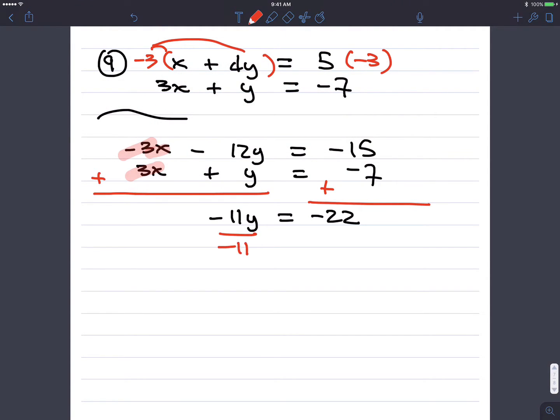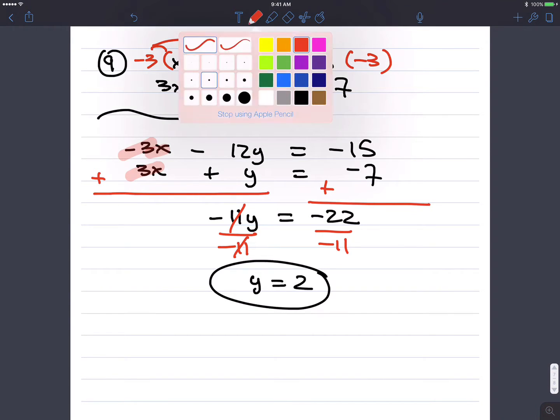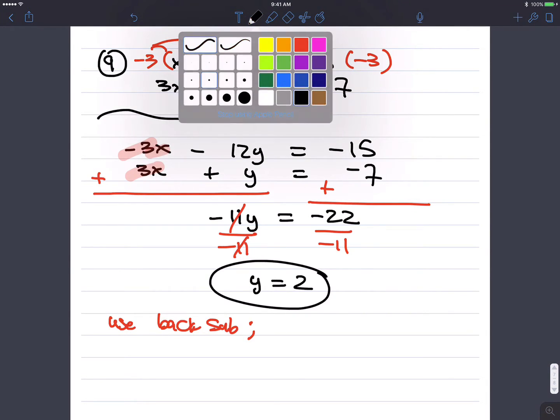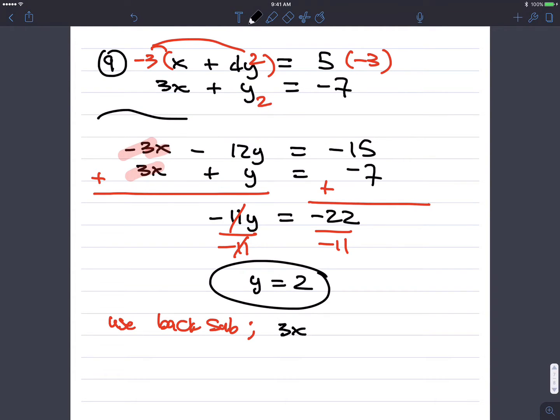Divide both sides by negative 11. We obtain y equal to a positive 2. We're now going to use back substitution. Back substitution says plug in 2 for the y variable in either equation. What you end up with is 3x plus 2 is negative 7.